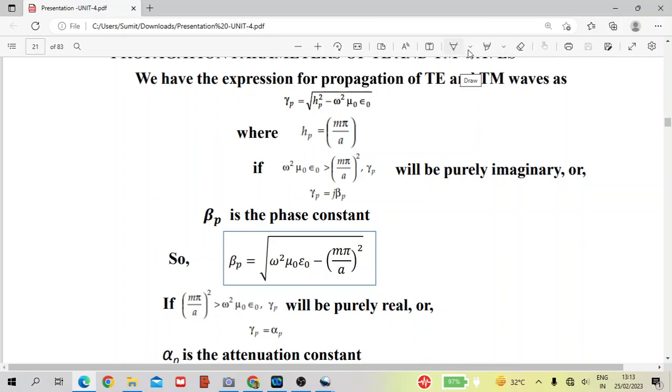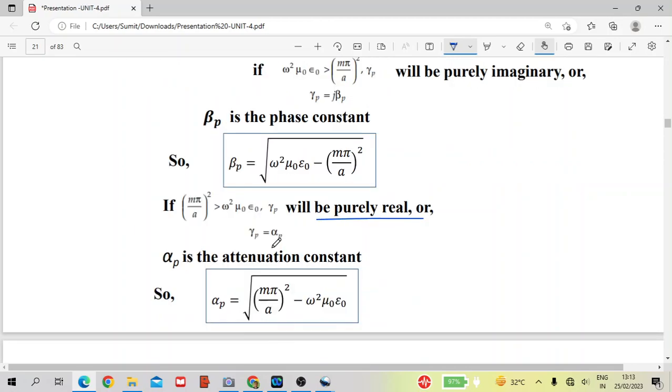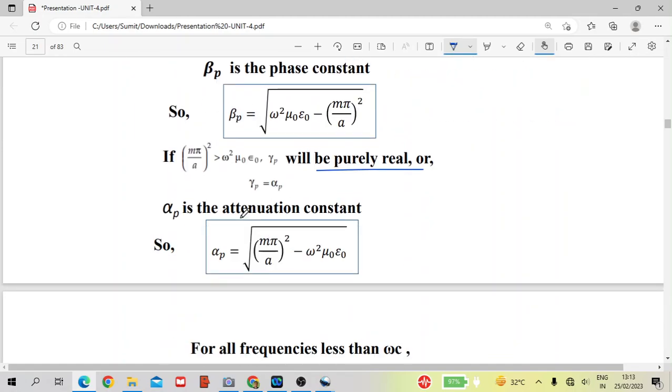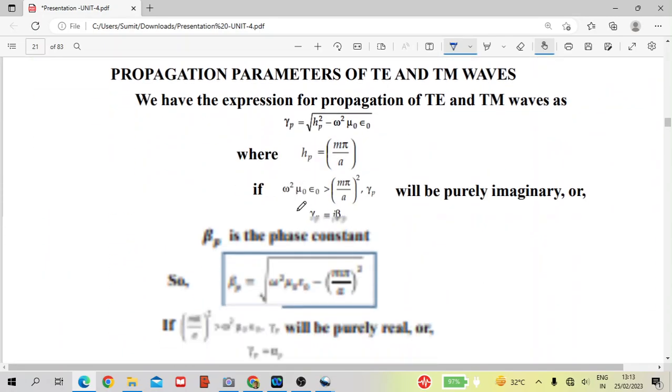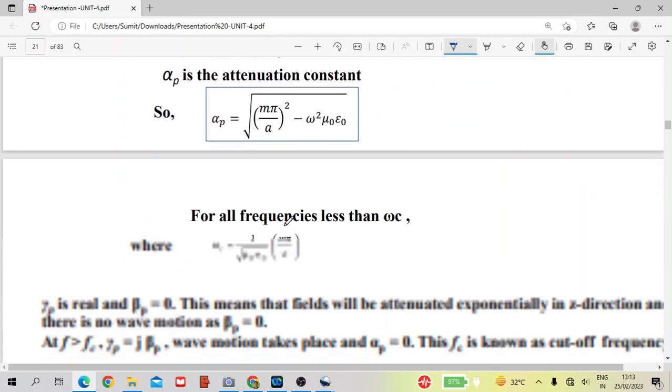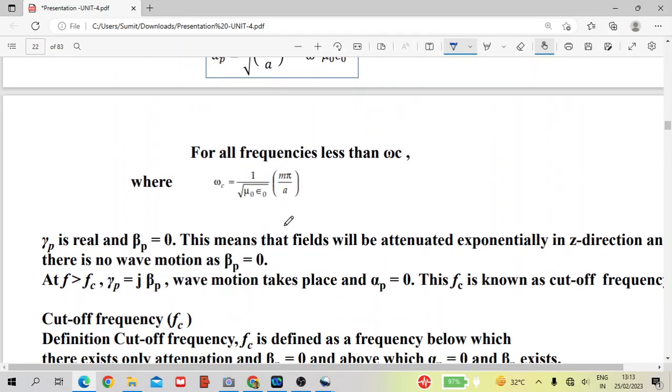Let me mark it here, then you can see it is this term, it is purely real, that means attenuation is there, the wave is not propagating. So that is the evanescent mode, and the above one is the propagating mode. So the propagation constant we can easily calculate from this relation. You can just put it in this and calculate. So for all frequencies less than omega c, we can find out the cutoff wavelength here.